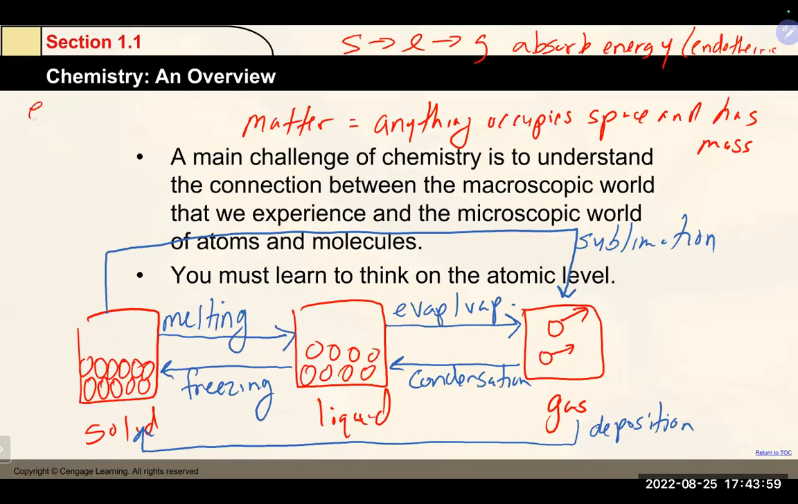Right over here. Endothermic. The opposite is true if we do the transitions going from gas to liquid to solid.